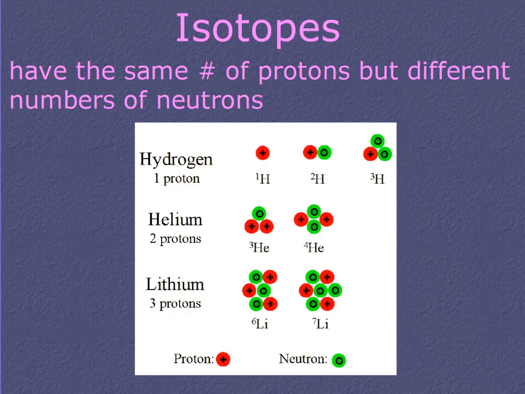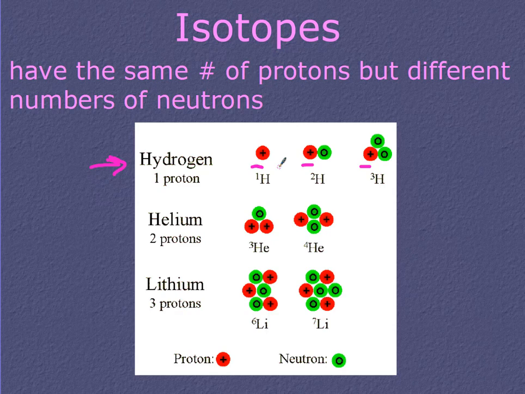When the number of neutrons change, that means it's an isotope. So isotopes have the same number of protons, but different numbers of neutrons. So here you can see hydrogen has 3 isotopes listed. Hydrogen 1 doesn't have any neutrons. Hydrogen 2 has 1 neutron, and hydrogen 3 has 2 neutrons, but they all have 1 proton.